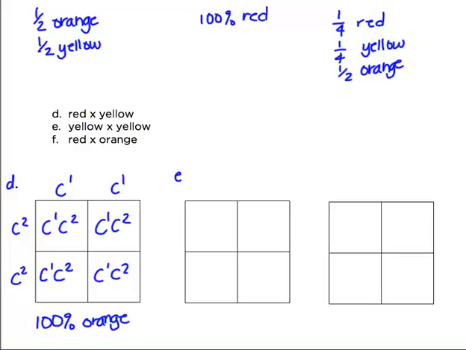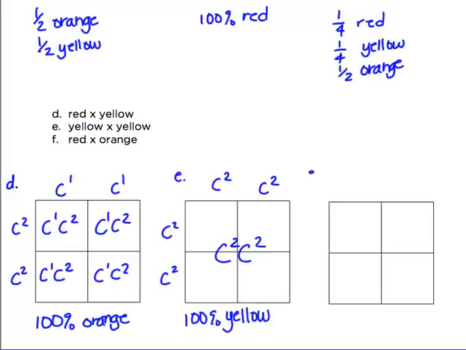For E, you have a yellow plant times a yellow plant. And to be yellow, you're C2, C2. And again here, everyone's going to be C2, C2, which is 100% yellow offspring.